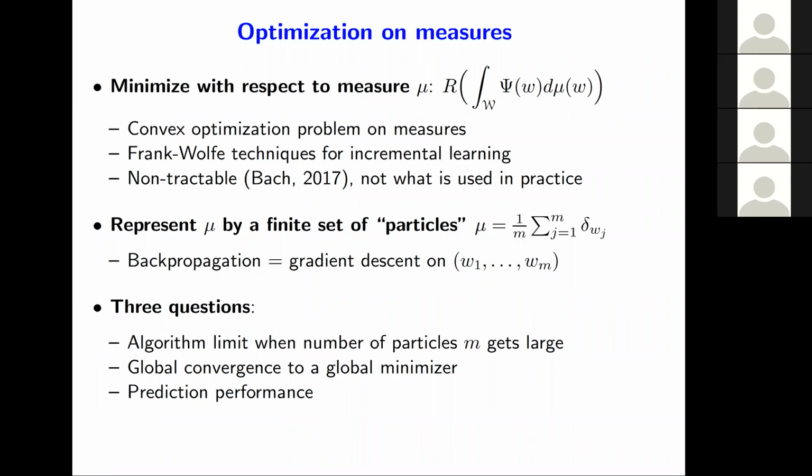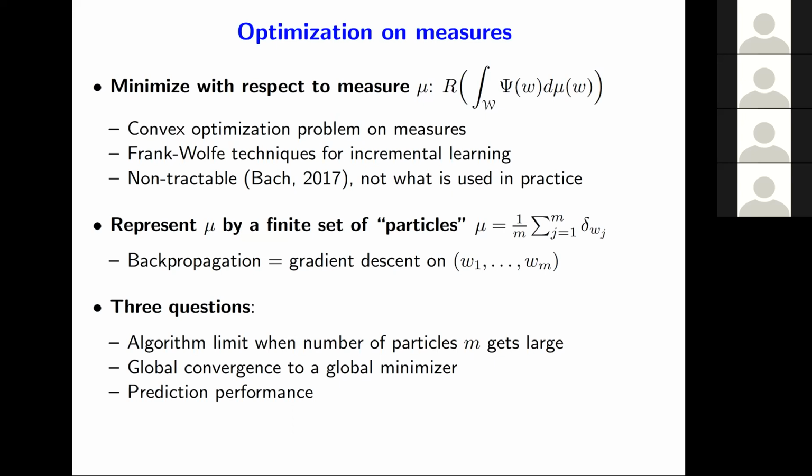So this leads to three questions. The first one is: what is the algorithm limit when the number of particles goes to infinity? Does it mean something to have the mean field limit when you do gradient descent? The answer would be yes. Second question: can you prove anything about its global convergence? And the response would be yes as well.